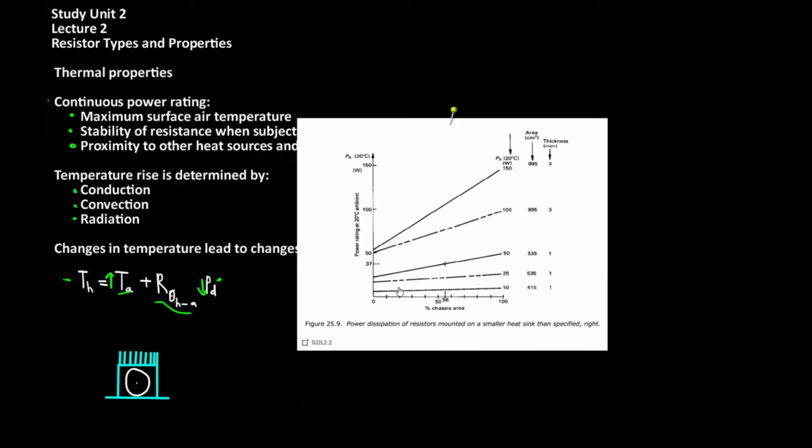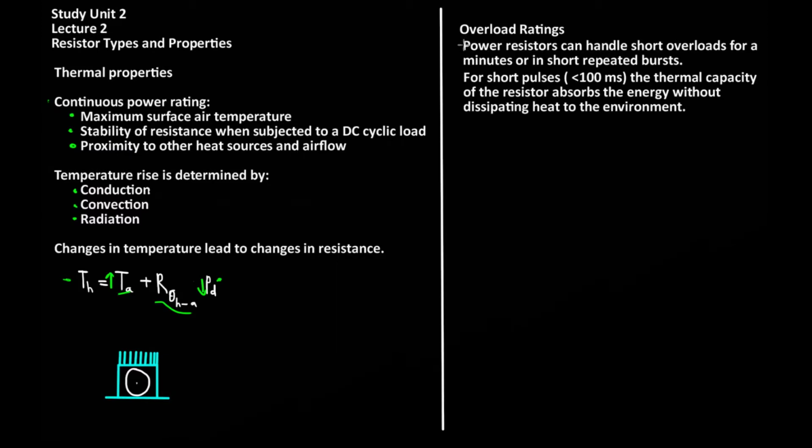For the 10 watt example here, the decrease is not that much, but for the 150 watt resistor, just a 50% reduction in area has already reduced the maximum power that can be dissipated by 30%, from 150 to 100. Resistors intended for use in high power applications will have an overload rating. The overload rating effectively specifies how much additional power above the normal operating rating the resistor can handle.